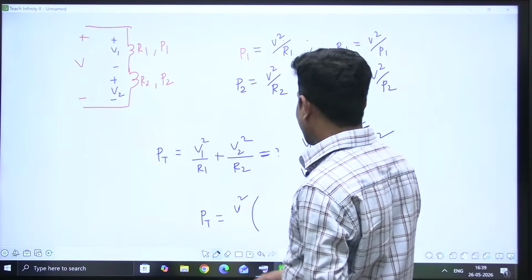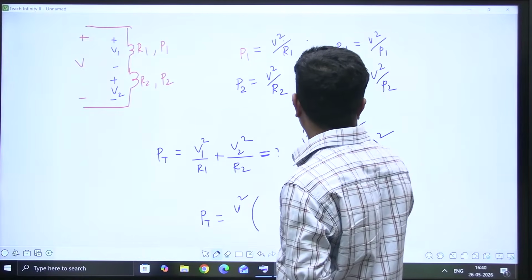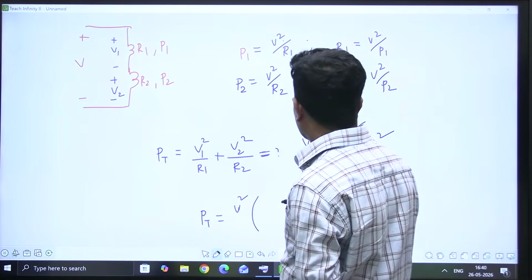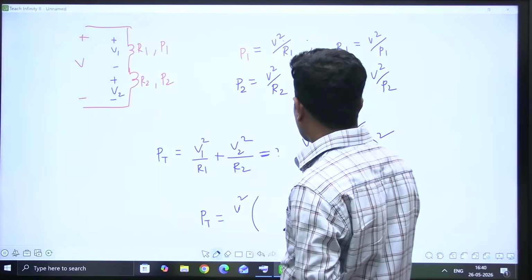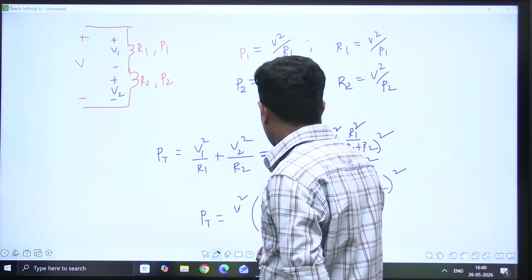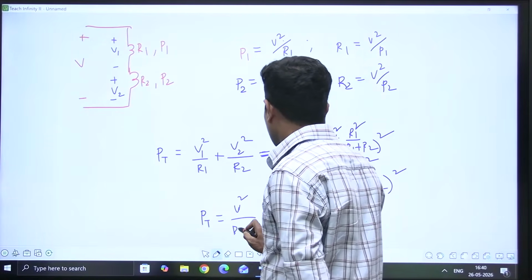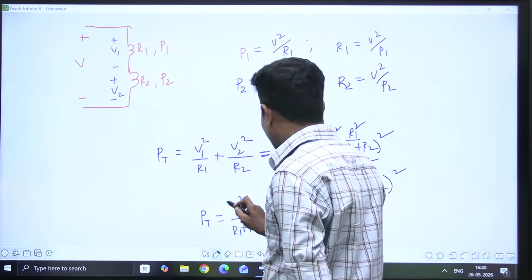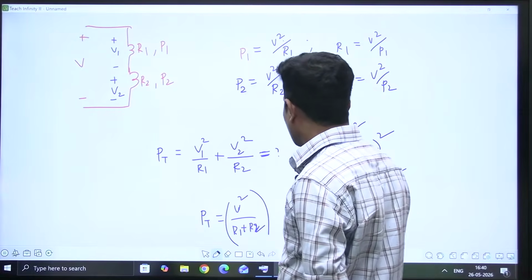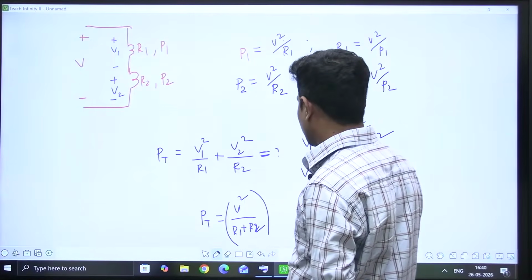V square I can take common, that's fine. Now in the numerator R1 square, R1 by R1 plus R2. Yeah, we got it this way, na? V square by R1 plus R2 we got it. For this one, this much derivation we need not do.